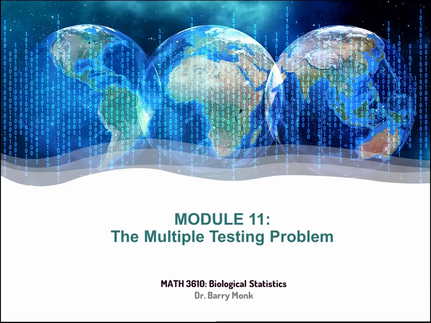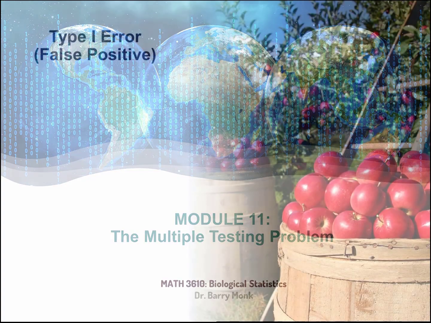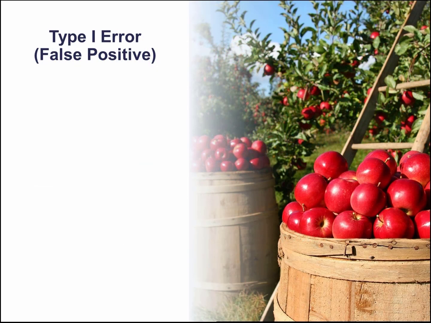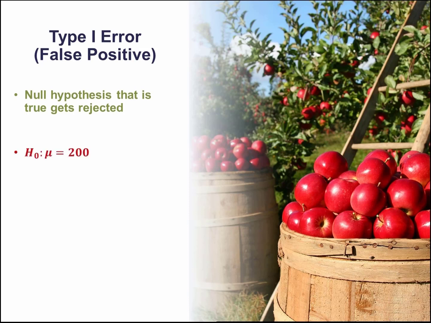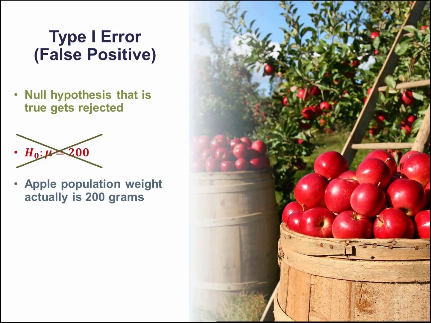We begin by defining a form of error that may occur when performing any hypothesis test. A type 1 error, also known as a false positive, occurs when a null hypothesis that is actually true gets rejected. Recall that in a hypothesis test, a null hypothesis states that a population parameter equals a specified value. For example, it may be proposed that the mean weight of apples harvested from an orchard is equal to 200 grams. A type 1 error occurs when the mean weight of the apple population actually is 200 grams, but we rejected that hypothesis in favor of an alternative one.